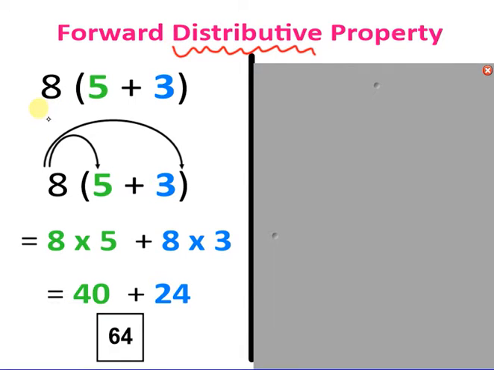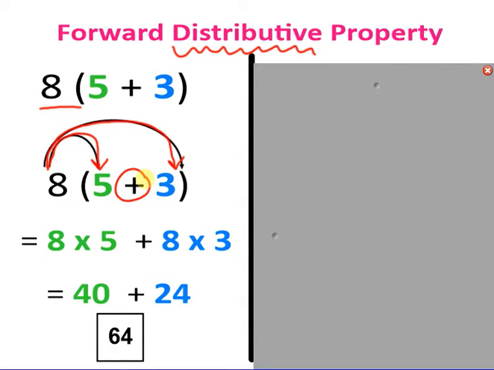And so this 8 right here is the number that's outside the parentheses. What we're going to do is pass it out to the 5 and pass it out to the 3. The way that we do that is we just simply draw some arrows. So I'm going to pass my 8 out to the 5, and I'm also going to pass it out to the 3. When I'm distributing it, what it means is I'm multiplying it. And so 8 times 5, that's what I'm doing.